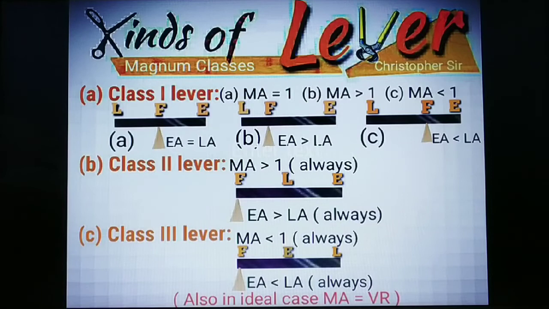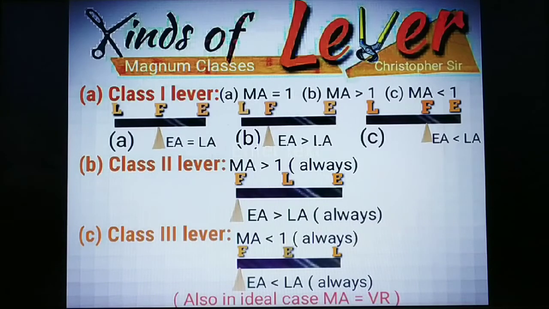Second case, as you can see, effort arm is greater than load arm, mechanical advantage is greater than 1. And third case, effort arm is less than load arm. So here the mechanical advantage is less than 1. Now let us come to class 2 lever.